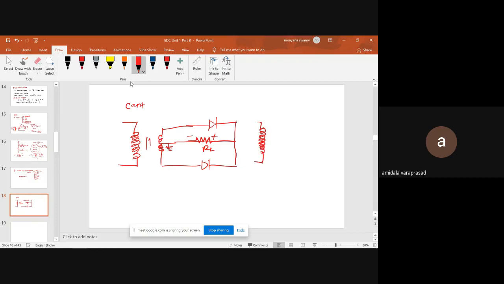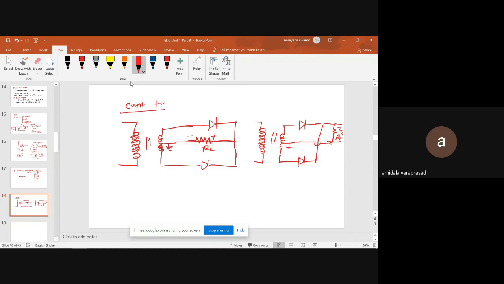Same circuit, center tap transformer, diode D1. Both are in the same direction now. Then there we get RL. This is plus minus V1. Both are the same circuit diagram.